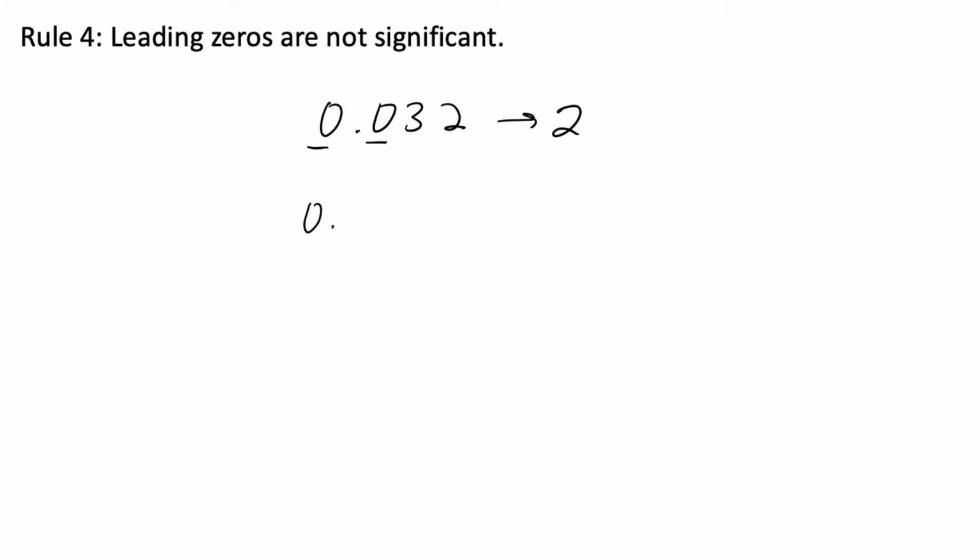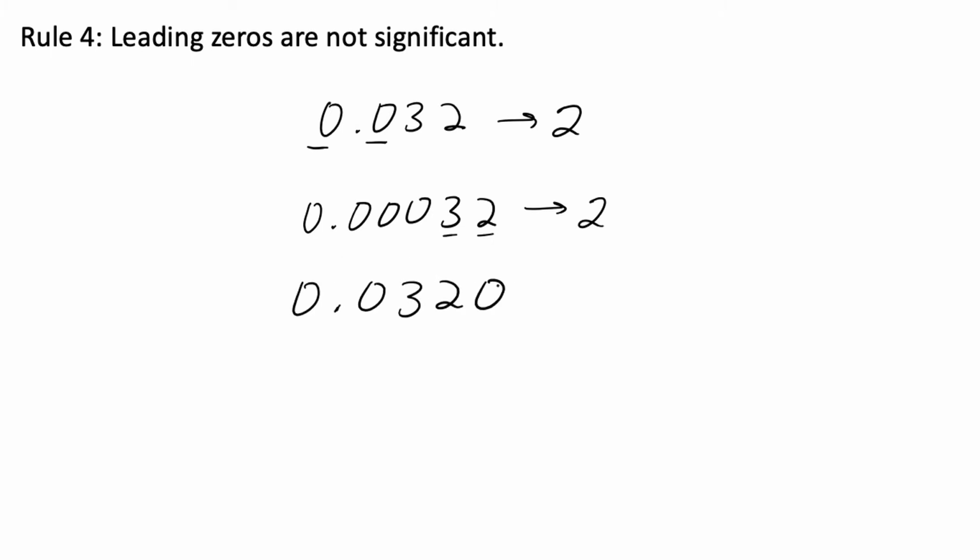If I have 0.00032, again, very important for the place value, but only two significant figures. What about 0.0320? These are leading zeros, but this is a trailing zero. So therefore, since this trailing zero is behind a decimal and a non-zero digit, that makes that significant, and I have three significant figures.